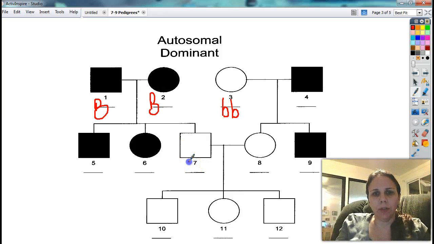Now there's an easy way to do that. If you know the kid's genotypes, it's really easy to go backwards from there. So like this one right here has 2 little genes. Well, one from mom, one from dad.